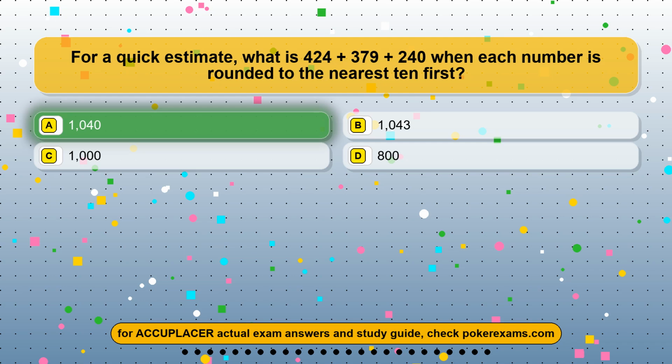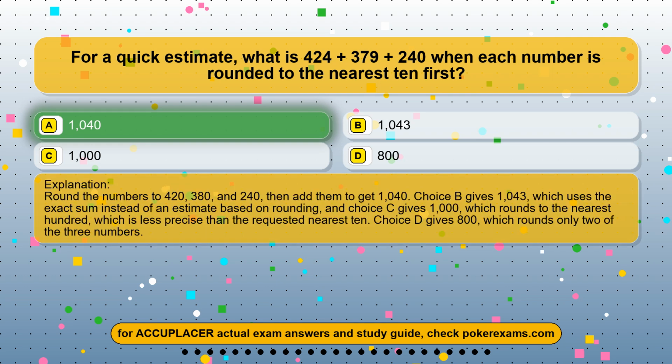The correct answer is option A, 1040. Round the numbers to 420, 380, and 240, then add them to get 1040. Choice B gives 1043, which uses the exact sum instead of an estimate based on rounding, and choice C gives 1000, which rounds to the nearest 100, which is less precise than the requested nearest 10. Choice D gives 800, which rounds only two of the three numbers.